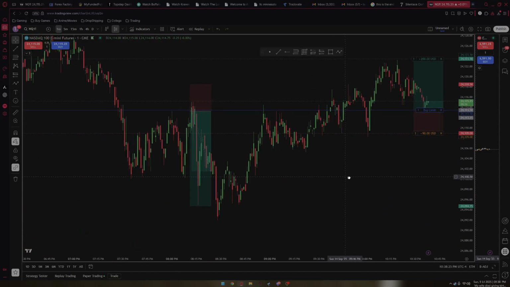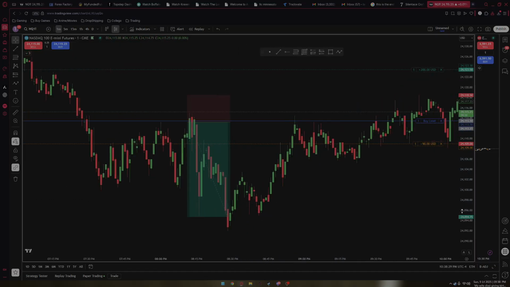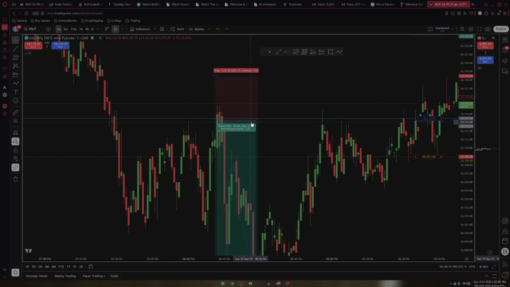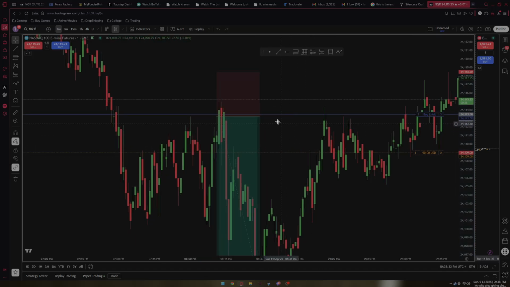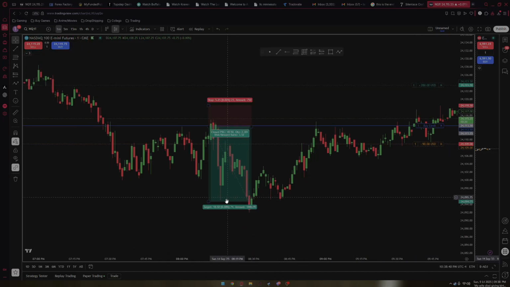And then it's the same thing for the short. If I was going to put my position right here, and it comes up to touch my position, I lose money. If it hits here, I make money.